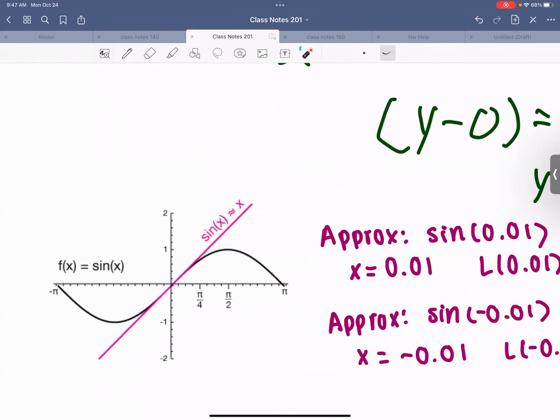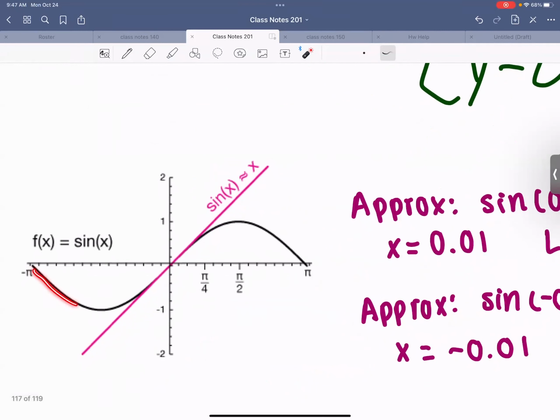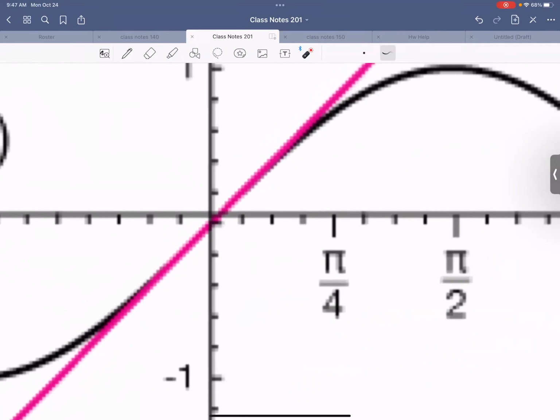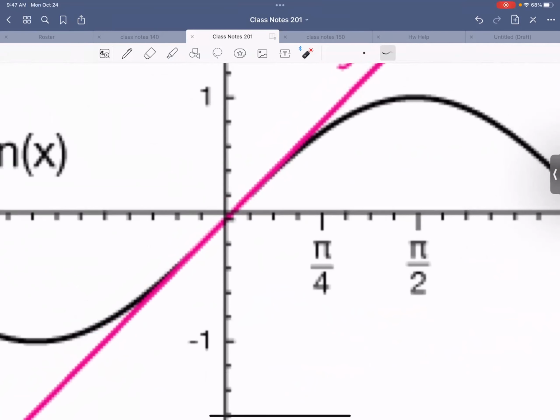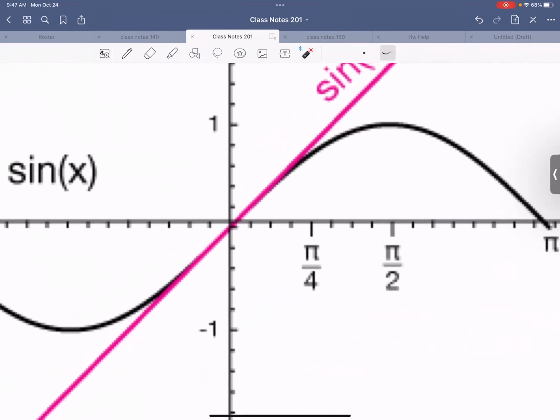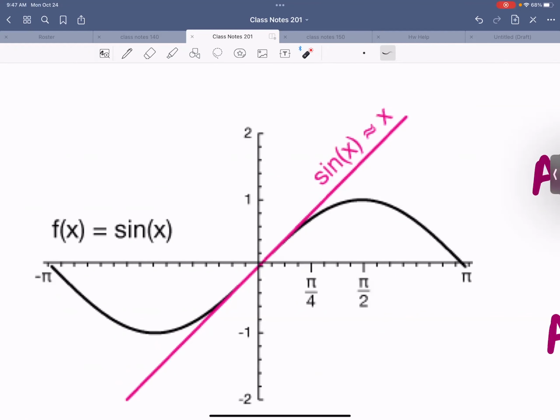But if we take a picture of this, we have our sine function here, and the function y equals x does look like sine if we zoom really, really close in. The pink line looks very, very similar to my sine function. As you zoom out, you can tell that x does not approximate sine very well anywhere else near zero, but for very small positive and small negative numbers, sine does look like the function.